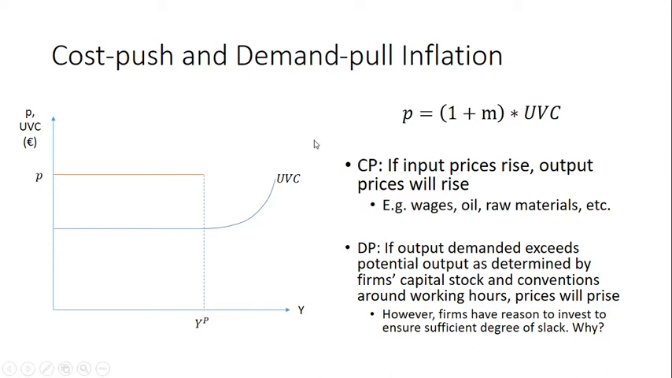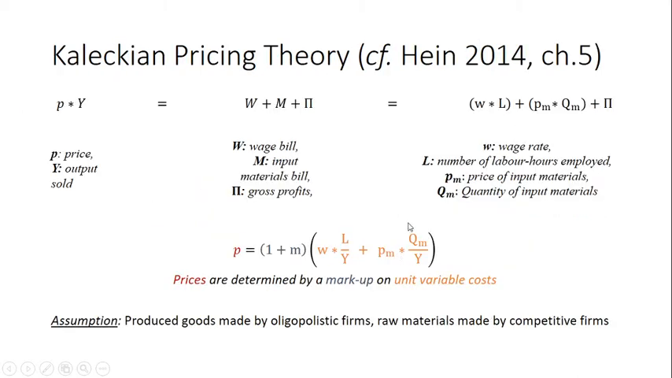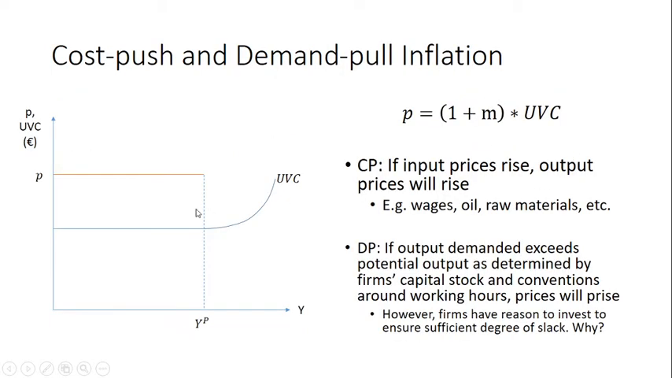framework, at least. So cost push, well, if input prices rise, output prices will rise. Why? Well, because input prices will push up the unit variable costs, right? As we saw here, if unit variable costs increase, that line with the curve at the end just shifts upward, and therefore the prices, which are the markup on that unit variable cost curve, will simply go upwards too. So that helps us explain the stagflation of the 1970s, as oil prices went up, prices went up afterwards.